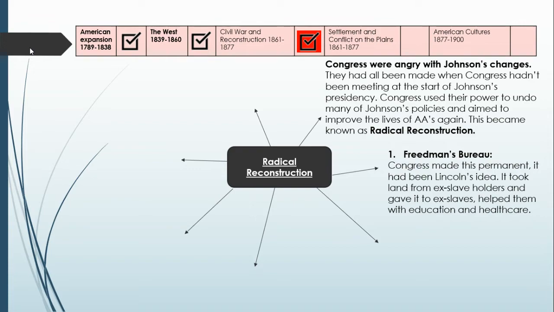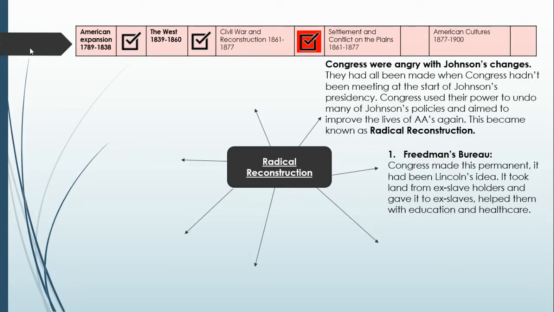Firstly, they introduced something called the Freedmen's Bureau. So Congress made this permanent. It had been Lincoln's idea, before he was assassinated. And this organisation was supposed to help the lives of African Americans by giving them advice and support. So this bureau took land from ex-slaveholders and gave it back to ex-slaves. So again, a reversal of what happened with the Sea Islands.